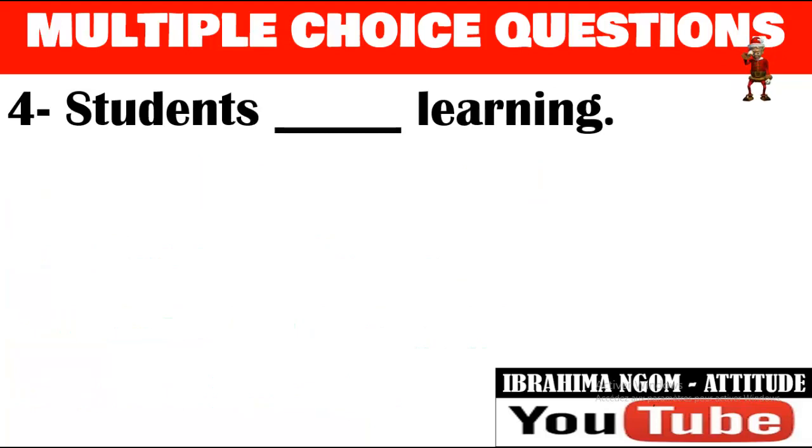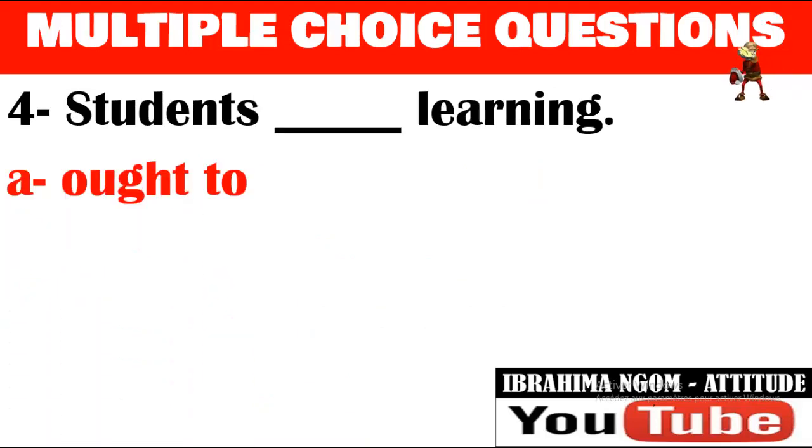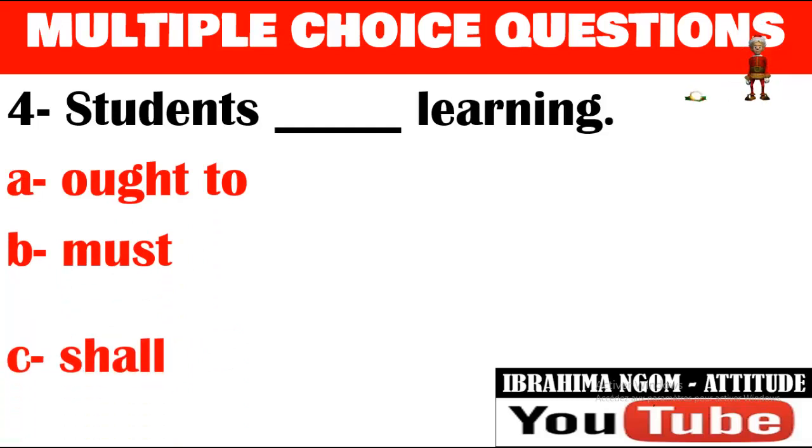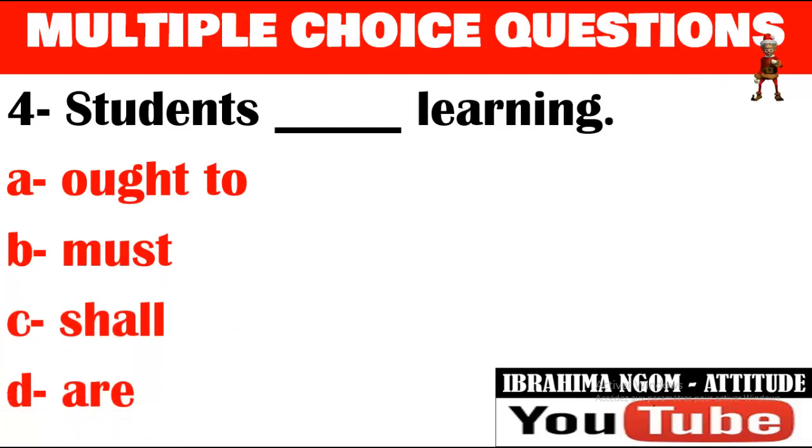Number 4. Students ought to learning, must learning, shall learning, are learning. The right option here is are learning. Here we have the verb learning in the ing form, and remember, modals are never followed by ing form. So you can't have a modal here. Ought to is not good, must is not good, shall is not good. So modals cannot have any meaning here. So are is the best option, are learning.